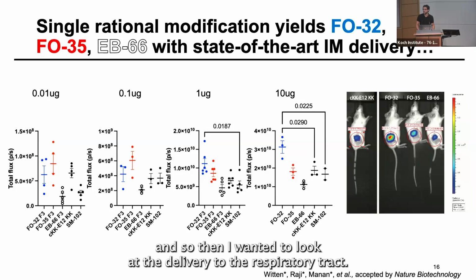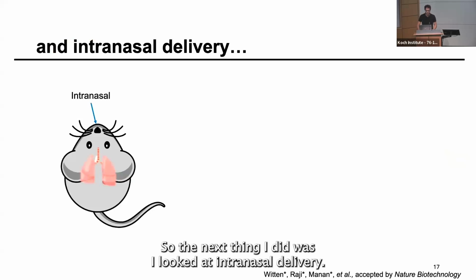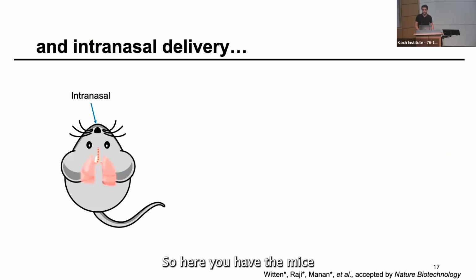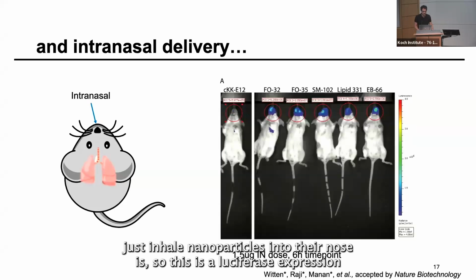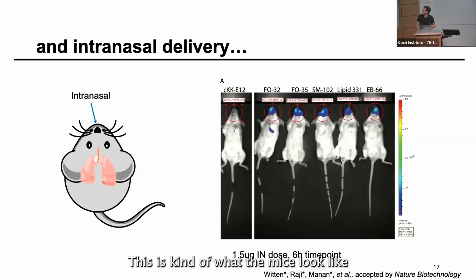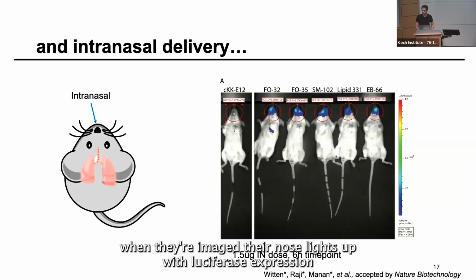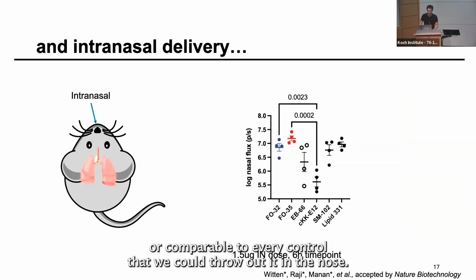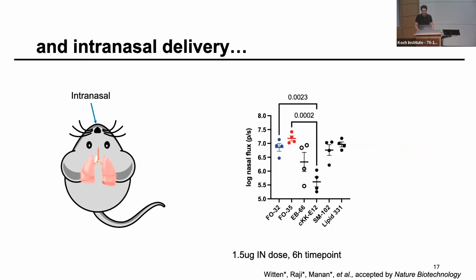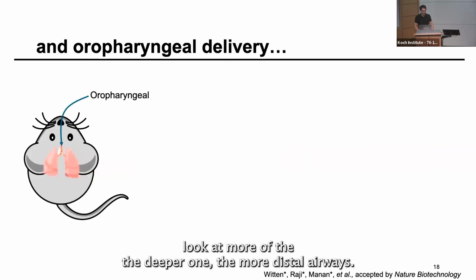And so then I wanted to look at the delivery to the respiratory tract. The next thing I did was I looked at intranasal delivery. So here you have the mice just inhale nanoparticles into their nose. We look at luciferase expression in the nose. This is kind of what the mice look like when they're imaged. Their noses light up with luciferase expression. And FO32 and FO35 either outperform or are comparable to every control that we could throw at it in the nose. And then we wanted to look at more of the deeper lung, the more distal airways.